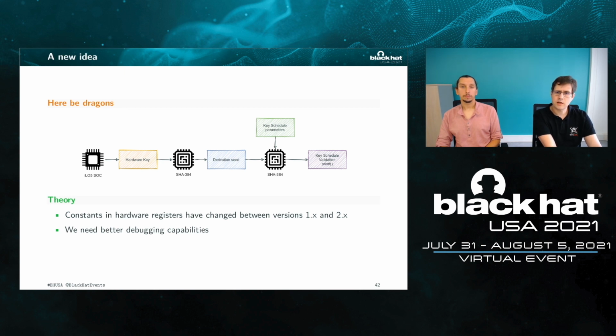So here is where the failure should be. There's the initial derivation seed as well as an early step in the final key derivation. Now we had a new theory, which was that the values of the hardware registers may have changed between firmware versions 1.x and 2.x. So we need better debugging capabilities to be able to read these values on a 2.x firmware.